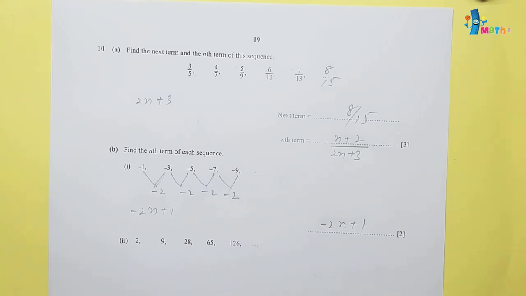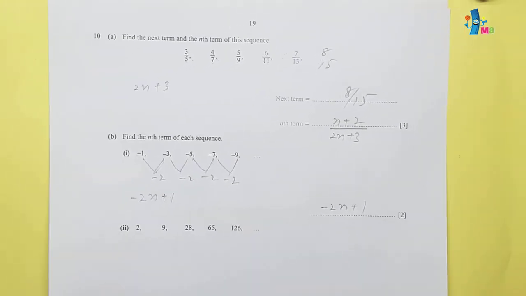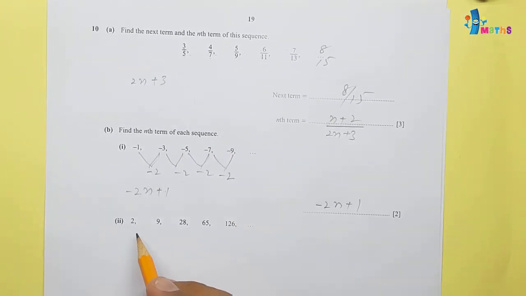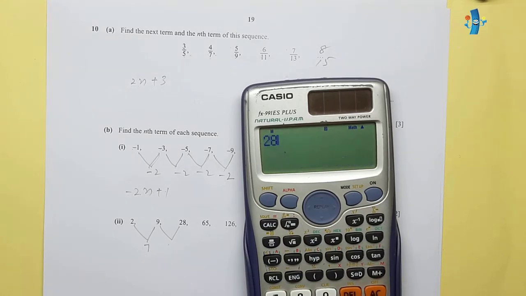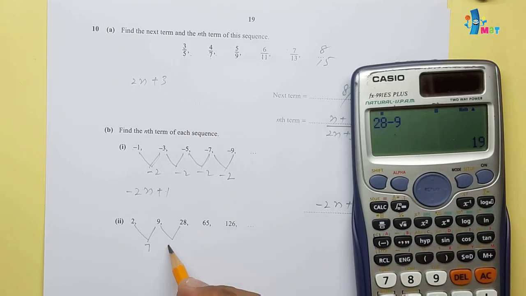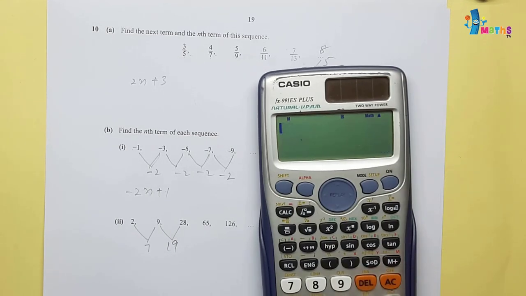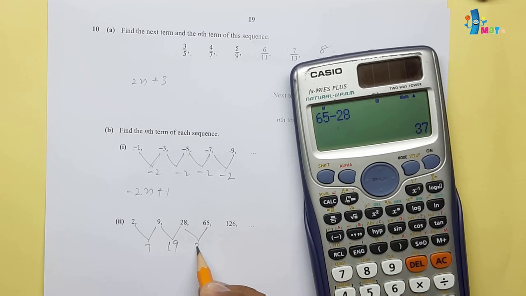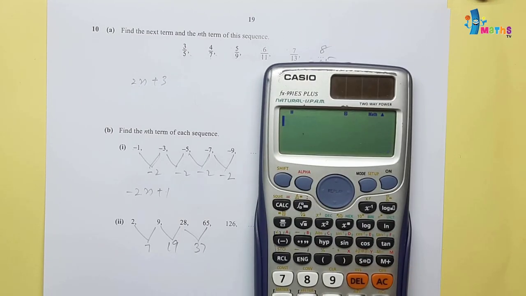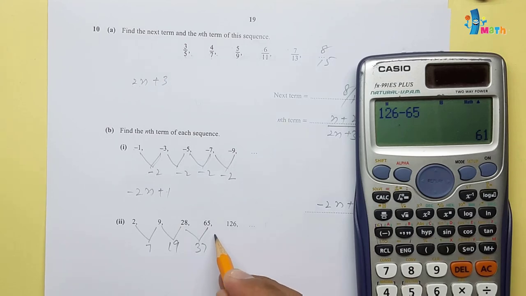And next, the second part is 2, 9, 28. If we check the difference between these two, it is 7, basically plus 7, and 28 minus 9 will be equal to 19. Similarly, 65 minus 28 will be equal to 37, and 126 minus 65 is equal to 61.